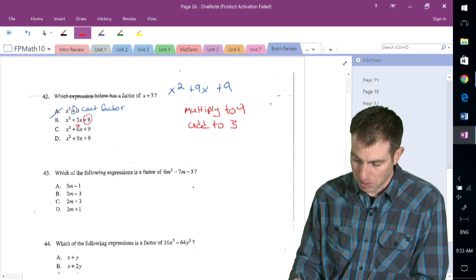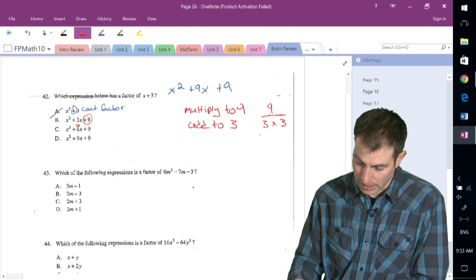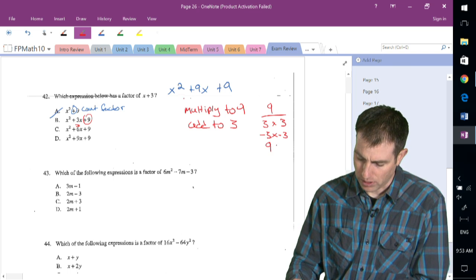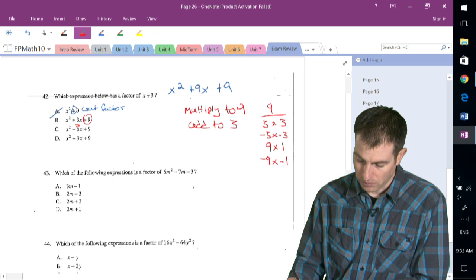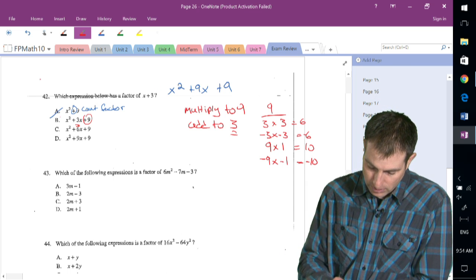So what are numbers that multiply to 9? Well, I have 3 times 3, and I have negative 3 times negative 3. Oh, I have 9 and 1, I should say. 9 and 1, and negative 9 and negative 1. So which one of those add to 3? None of them. 3 plus 3 is going to give me 6. This is going to give me negative 6. This is going to give me 10. This is going to give me negative 10. None of those add to my middle number. So the second one we can't factor either.